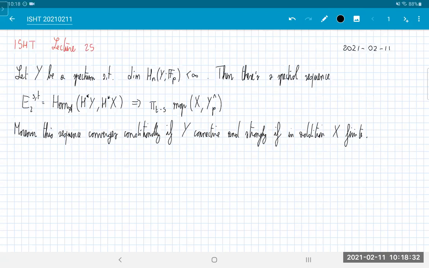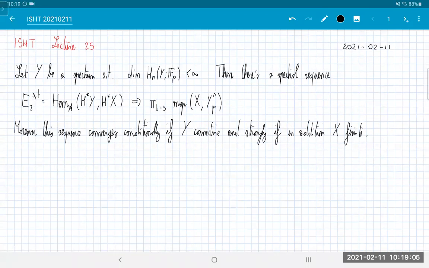Then there is a spectral sequence like this, and it converges conditionally to this term, which, remember, means that all these lim and lim one terms in the exact couple are zero, if Y is connective. And it converges strongly, which I didn't tell you what it means, but it essentially means that you can reconstruct this term out of the infinity page in some sense when X is finite. In particular, when X is finite, this associated graded identification of the Adams filtration here is exactly the infinity page. It converges strongly, in particular, has that short exact sequence that I wrote last time.